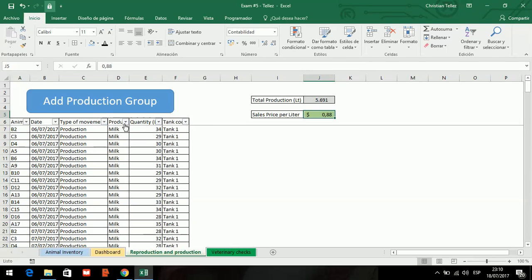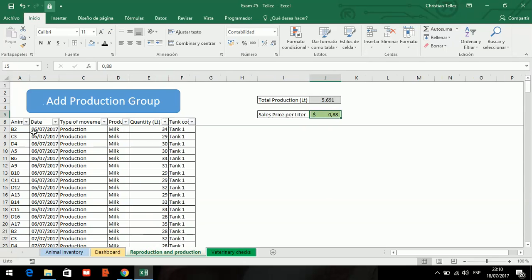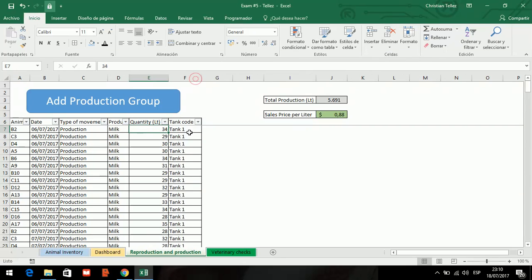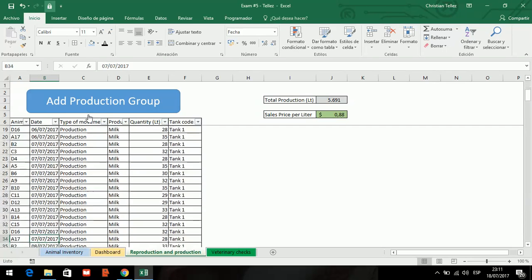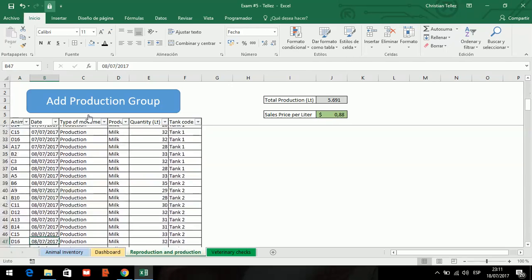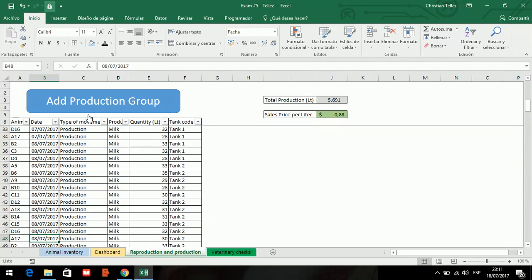Here we have some types of movements. In this case it is production of milk. The quantity produced by this animal on this date is 34 liters. The tank code, or the tank where this milk was deposited, was tank 1. We can add a production group. As you see, every day we have production for all these animals. This is a particularity of the process with these cows.